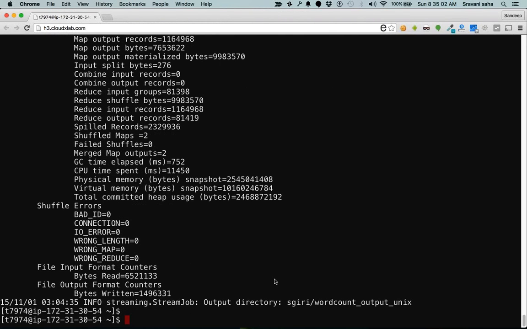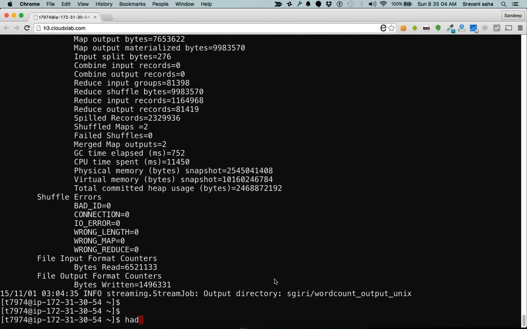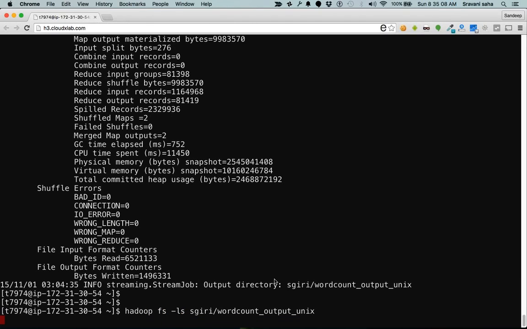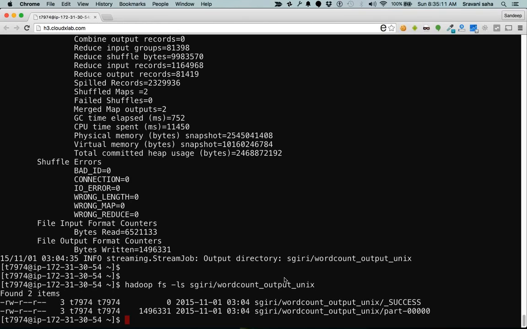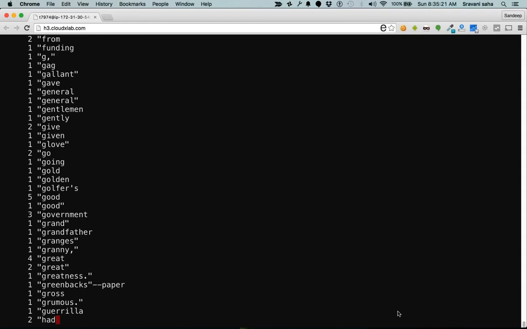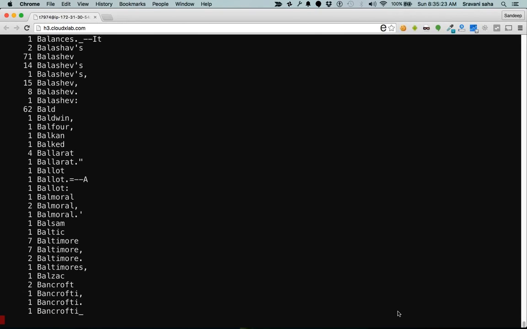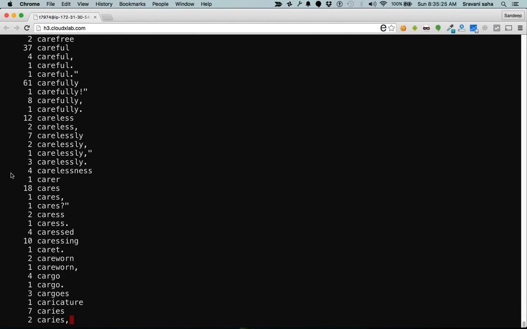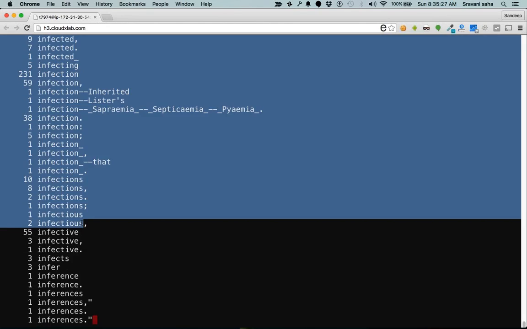We can see what is there by hadoop fs -ls and this folder. All right, you can see that there is a part file, and we can say hadoop fs -cat and this. You can see it has computed the word count, and this is the output from your uniq -c.